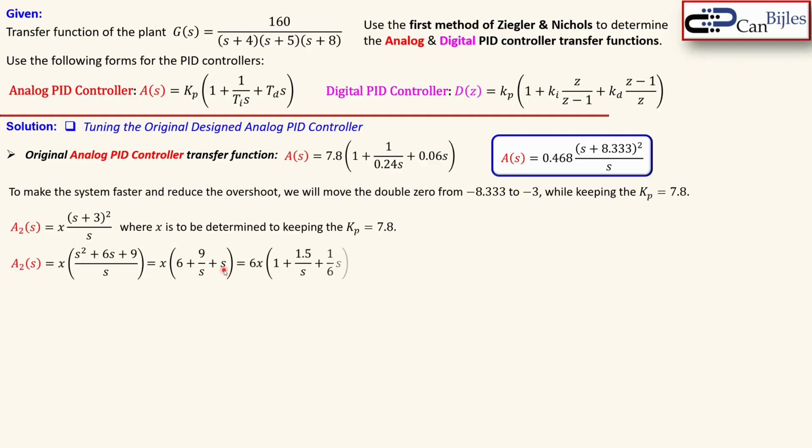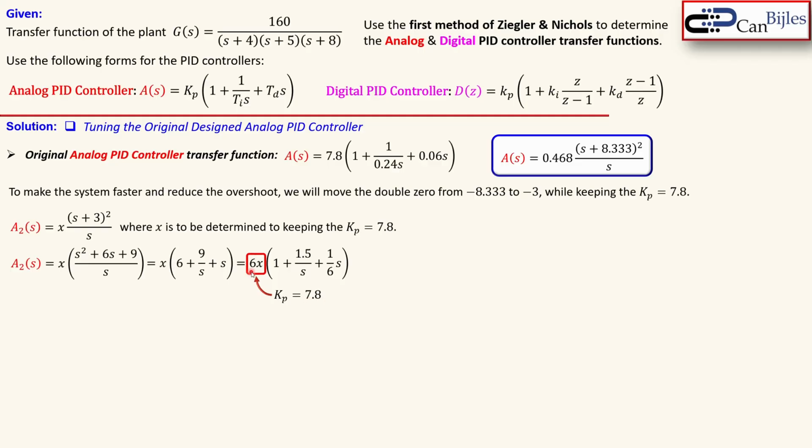Now we can continue. We can also say let's put this in a form where you see the 1 plus etc., because that's also the form here. There you see directly what the Kp is. That's why I'm doing that. So I just place this 6 outside the parentheses. Then I have to divide this 9 also by 6, and this 1 by 6, or 1 over 6. Well, you see here directly the form I actually want. And this 6x is actually the Kp I want, which is then 7.8.